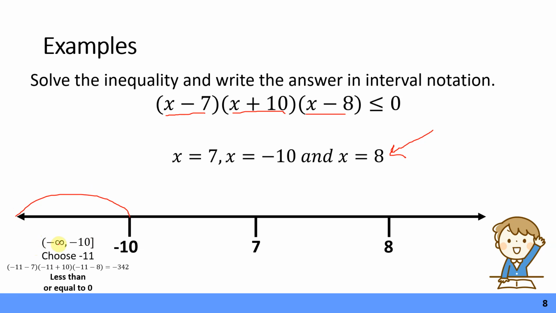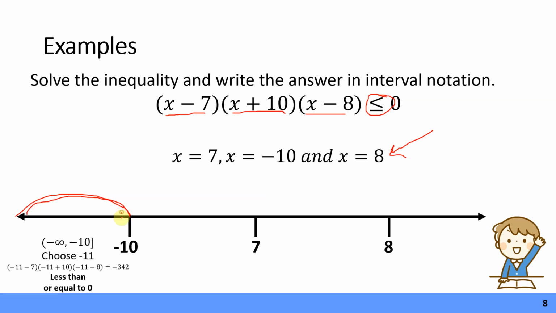Now, infinities always go with parentheses. And now, why did I use a bracket here? Because remember the symbol. If that symbol has an equal to, we're going to use a bracket. Now, you're going to have to choose whatever number you want here. -10, you could use -11, -12, -13, all the way to -infinity. So you could choose any number you want. You could use -1567 if you want.